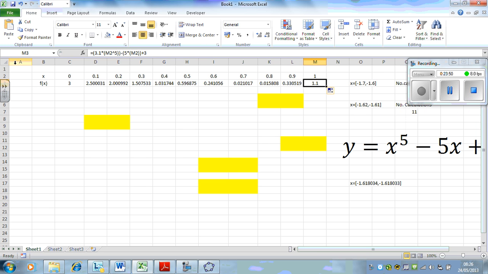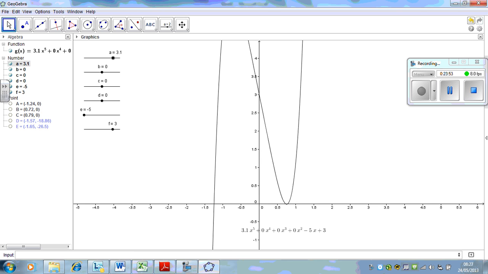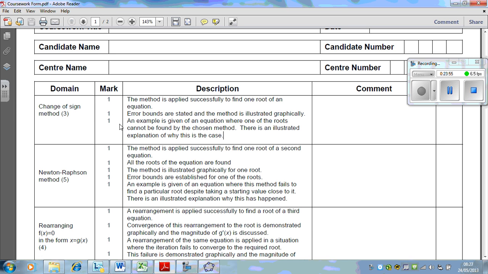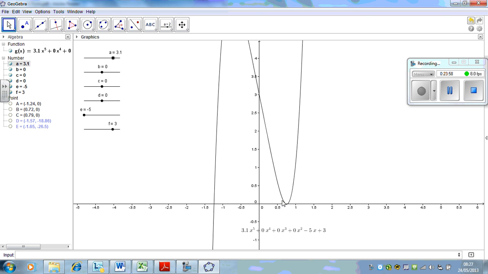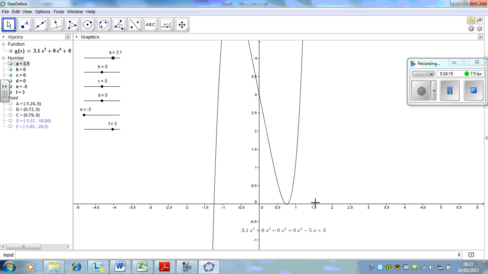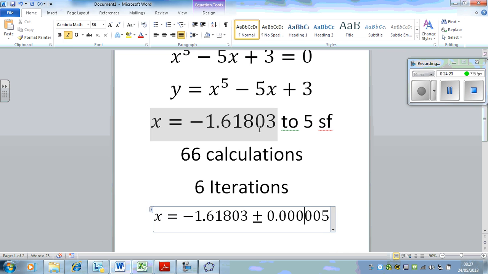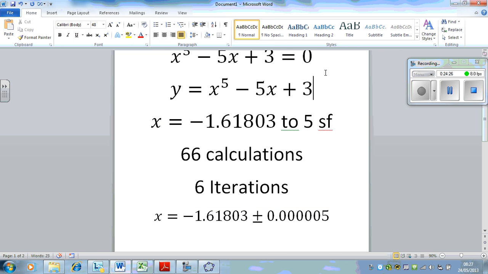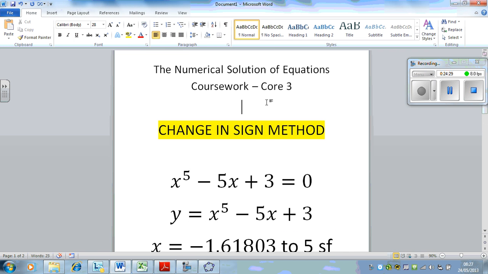The method has failed. So what you're going to have to do for that final mark is find an example like this where the roots are really close together, explain it graphically, get a picture of the graph, you can always print screen, and then show using Excel that there is no change of sign, even though there are roots there. That is how you would demonstrate failure in this case. Okay, so that's the change in sign method, and I hope that's explained that well. Next video will be on the iteration method.